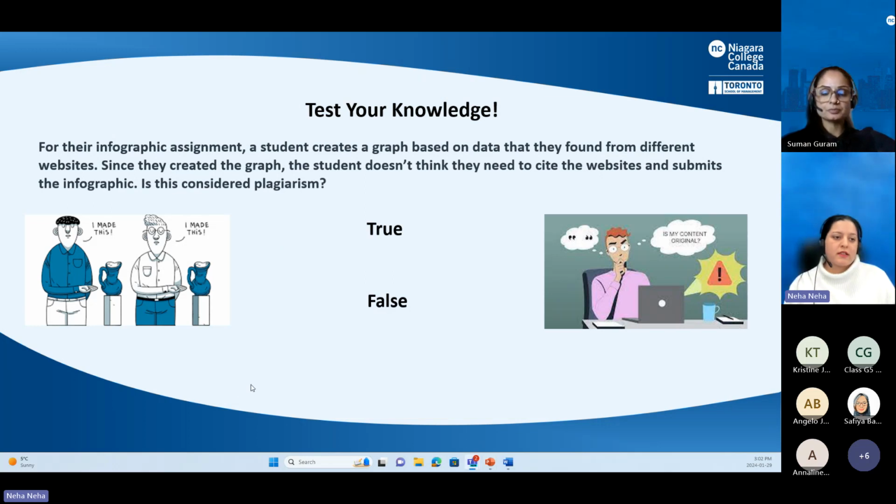So the next question is, for their infographic assignment, a student takes a graph based on data that they found from different websites. Since they created the graph, the student doesn't think they need to cite the websites and submits the infographic. Is this considered plagiarism?